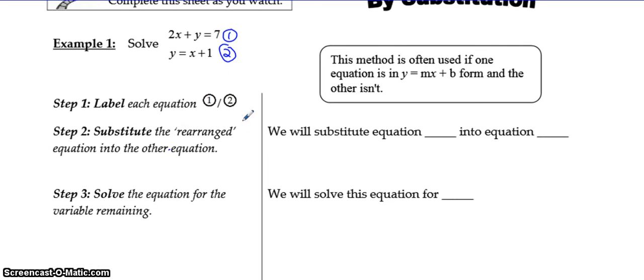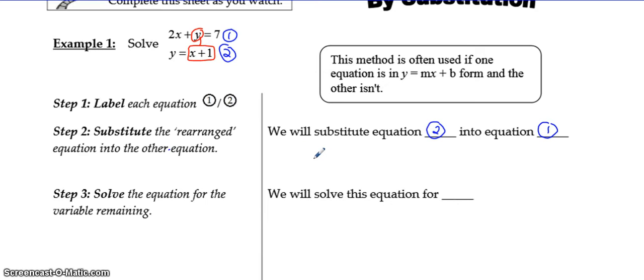Then what you're going to do is take this one here, the one that's been solved for y. So you're going to take equation 2 and substitute it into equation 1. That means this x plus 1, which is equal to y, will be substituted for that y. Because at the point of intersection, these two y's are equal. So if y equals x plus 1, this y would also equal x plus 1.